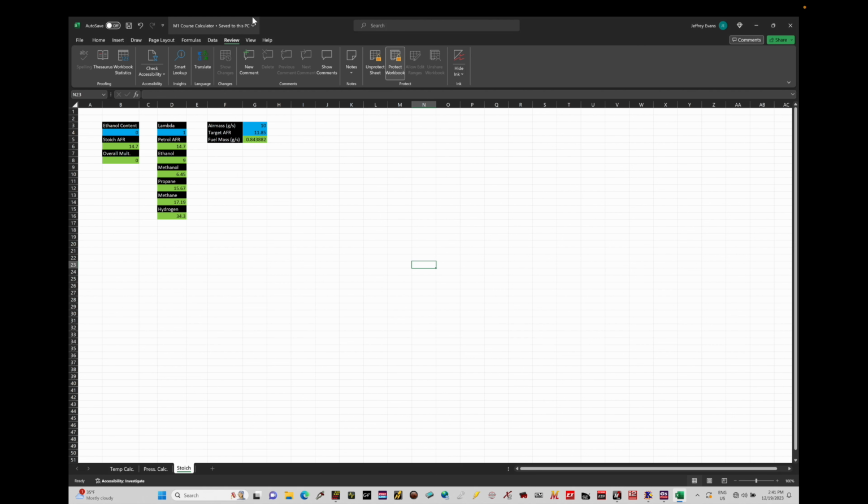So jumping into our Motec M1 course calculator, I have a page here labeled Stoich. What we're going to find is that we have our values here in the blue. These are things that we can change. And whatever we have here in the green, these are going to be calculated values. Now, the reason why I have this set up in this fashion, having petrol, ethanol, methanol, propane, methane, hydrogen, these are fuels that we could potentially burn in our engine.